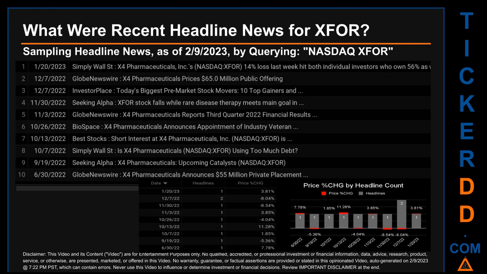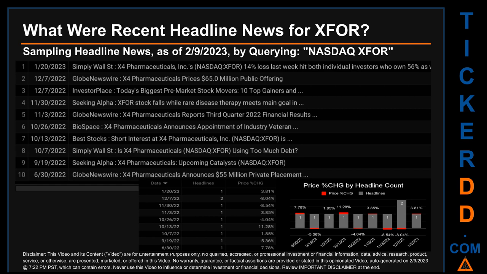Wednesday, December 7, 2022 had the most headlines. It had 2 discovered headlines when Globe Newswire published the headline that read, XFOR Pharmaceuticals prices $65 million public offering. Investor Place published the headline that read, Today's biggest pre-market stock movers, 10 top gainers. Thursday, October 13, 2022 was the day with the highest percentage change in price when we compare opening versus closing price for the ticker. The day saw a jump of 11.28% when XFOR opened trading at $1.95 and closed at $2.17. There was one found headline when Best Stocks published the headline that read, Short interest at XFOR Pharmaceuticals, is.